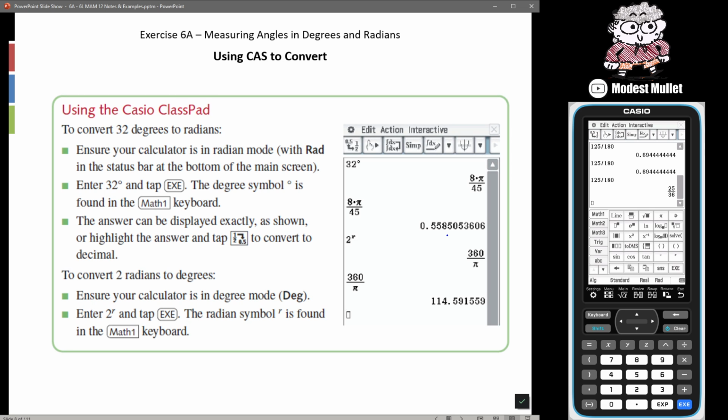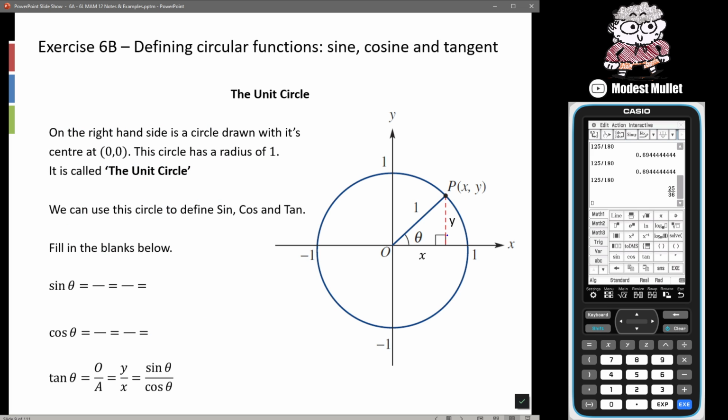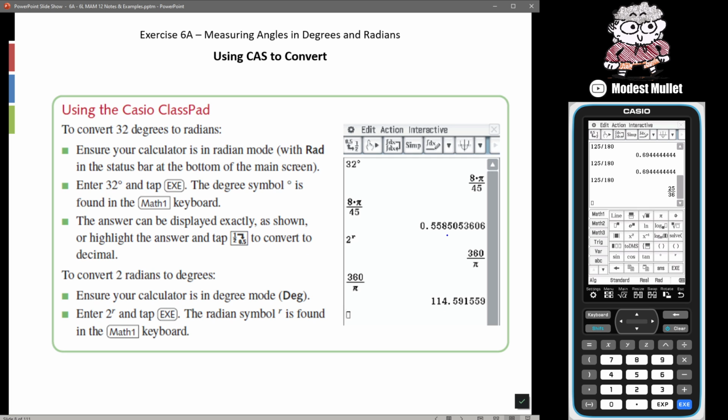Lastly, we can use our CAS to convert between them. Where did I just press one too many buttons? To convert between degrees and radians, you want to put your calculator into the mode that you're converting into. So for example, I want to convert into radians. You can see on my calculator that it is in radian mode because I'm going to convert something into radians.